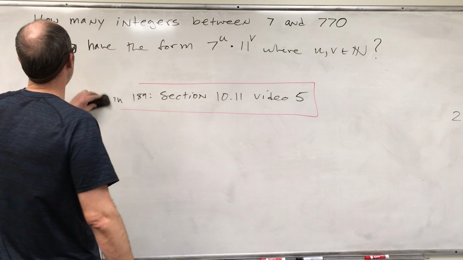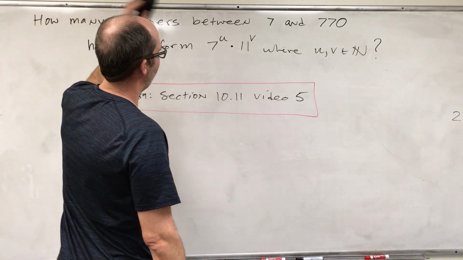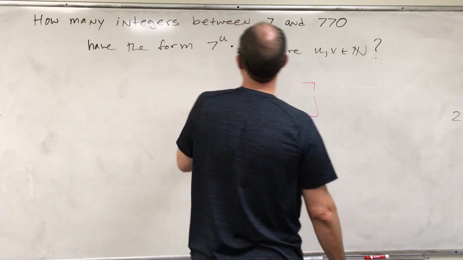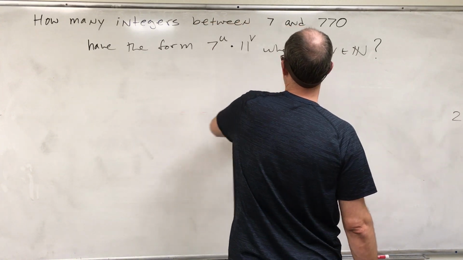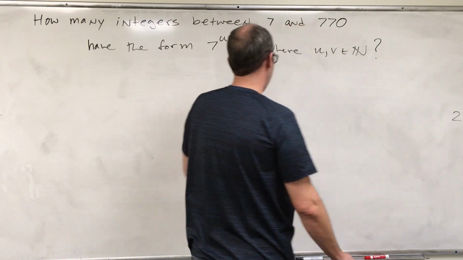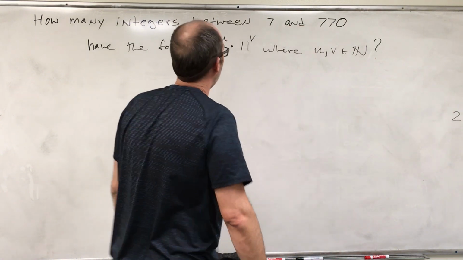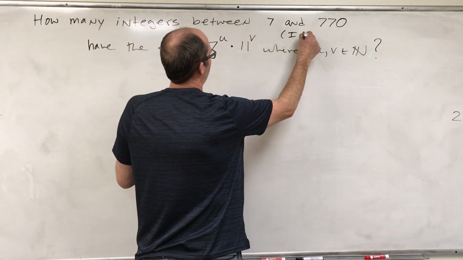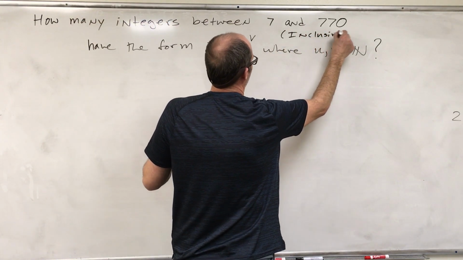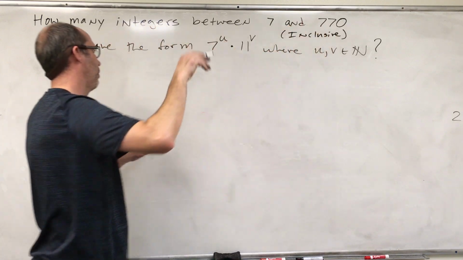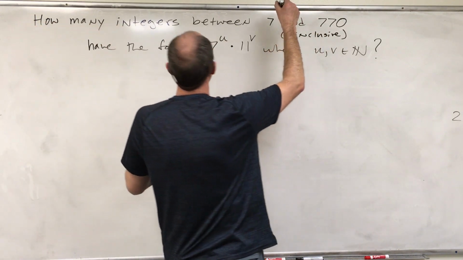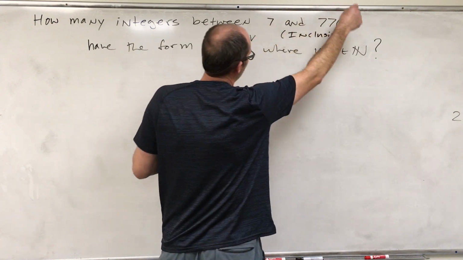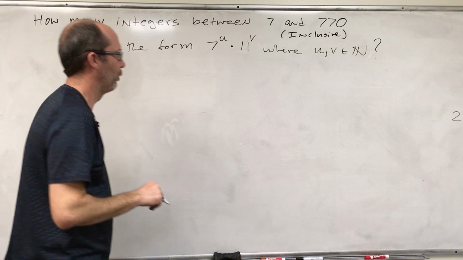Here we're going to answer the question: how many integers between 7 and 770 have the form 7 to the u times 11 to the v, where u and v are natural numbers? And this is inclusive. I don't mean inclusion-exclusion, just inclusive, meaning how many between 7 and 770, including 7 and including 770.